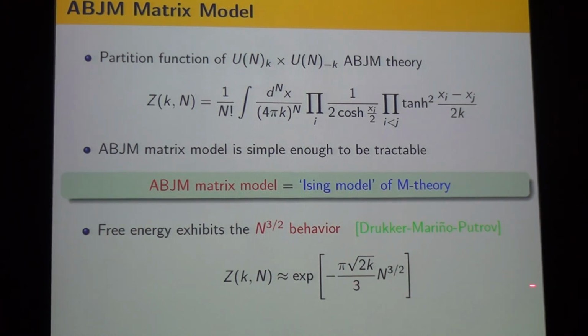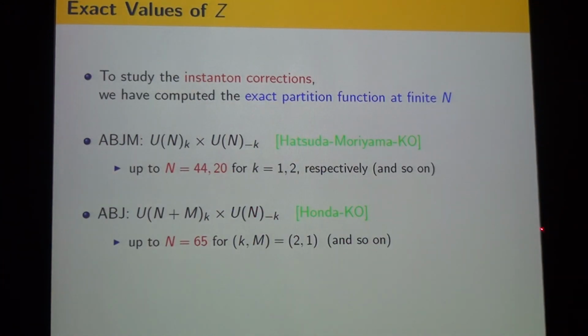There are a bunch of correction terms, and especially we are interested in the exponentially suppressed corrections coming from instantons on the theory side. To study such instanton corrections, first we tried to evaluate this integral exactly at finite N, from small N up to a relatively high N of order 40 or 60.